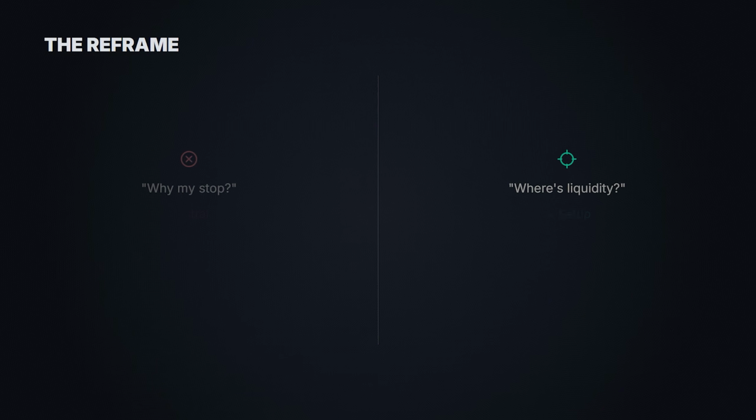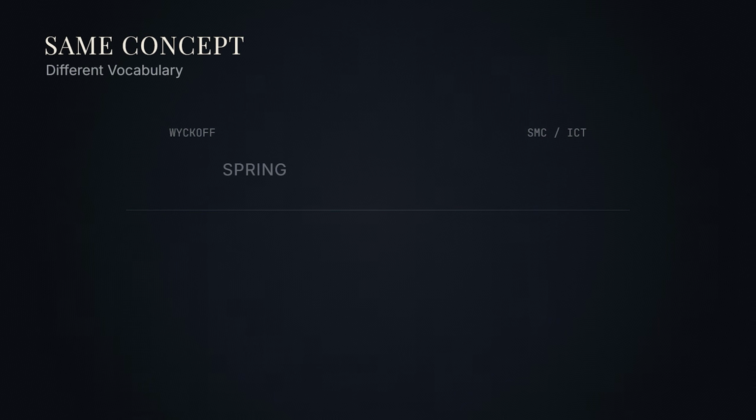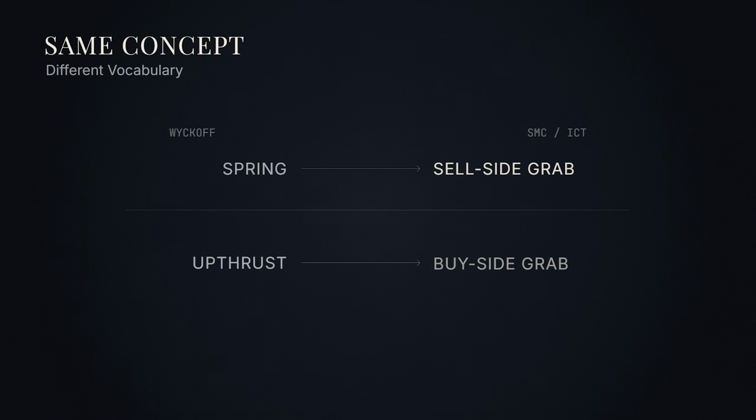That second question gives you a setup. The first question gives you a journal entry full of frustration. SMC and ICT language updated the vocabulary, not the concept. A spring is a sell-side liquidity grab. An upthrust is a buy-side liquidity grab.